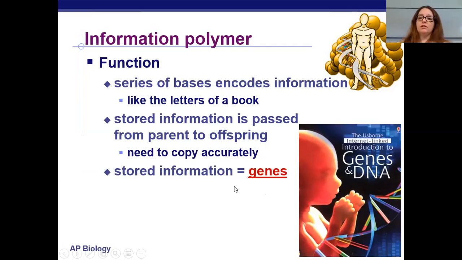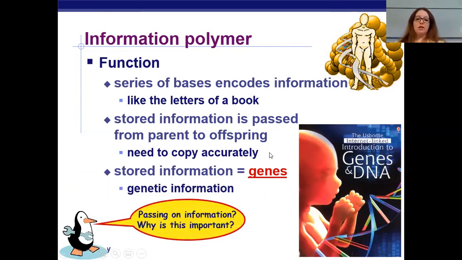The stored information is called genes. So each individual protein that you produce comes from a single gene. And the genes are made up of all the nucleotides, the A, T, G, C. It's genetic information. It's important that we pass on information. Why is it important? There's really no other way to create the template of a human being. You have to have the DNA template to code for the proteins to form the human body to function.